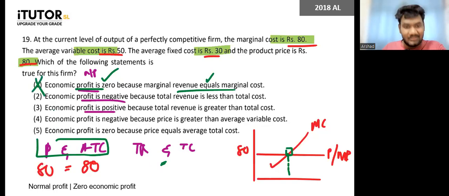Wrong. Economic profit is negative. I'll cut that off. Our economic profit is zero. Economic profit is positive. I'll cut it off. Economic profit is negative. Cut off. Don't read the next one.